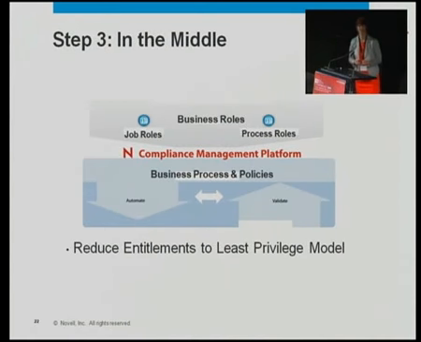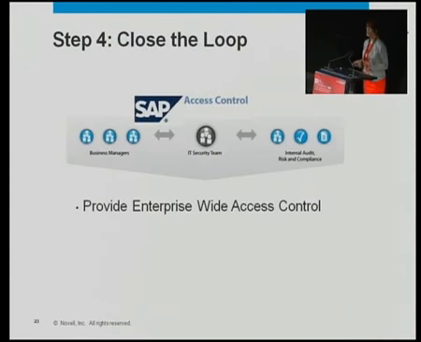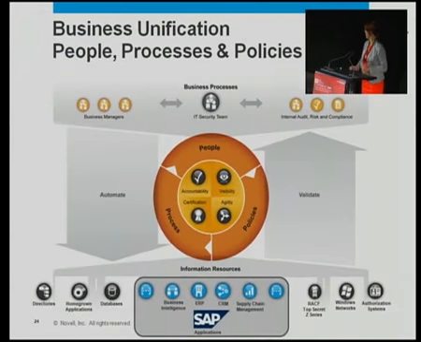Then it becomes a little bit more critical. We need those different folks to talk to each other and agree on the middle piece, because now ideally we reduce complexity by using the least privilege model. And then we need to close the loop.